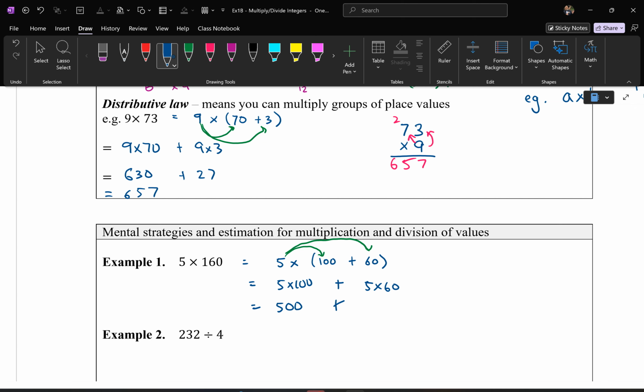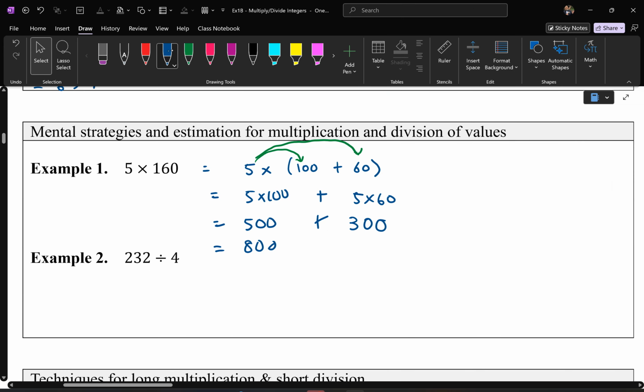300. Very good. 5 times 6 is 30. Add on the extra 0, multiple of 10. That gives you 300. Now that's much easier to do. 500 plus 300. What's 500 plus 300? Can I please have Elliot? 800. Very good. This is one mental strategy. You can come up with any other method. That's just the other one I'm showing you.